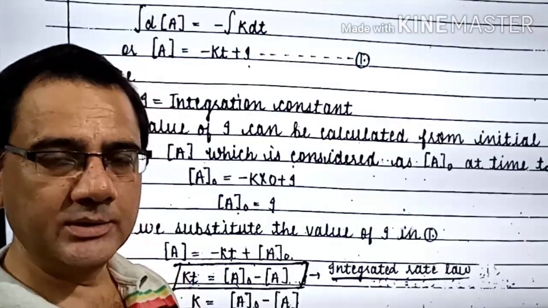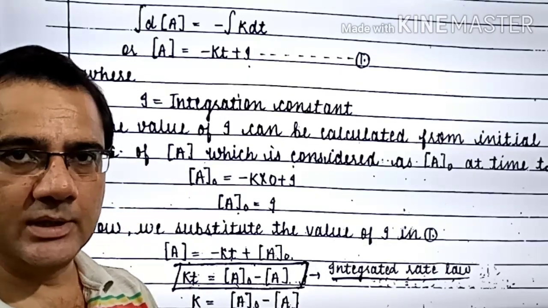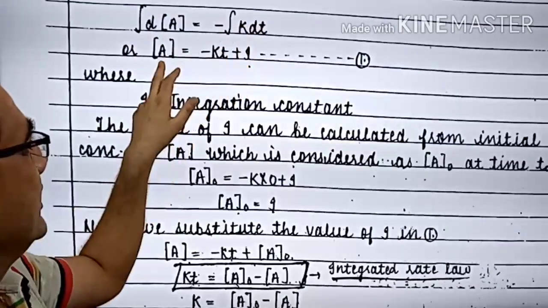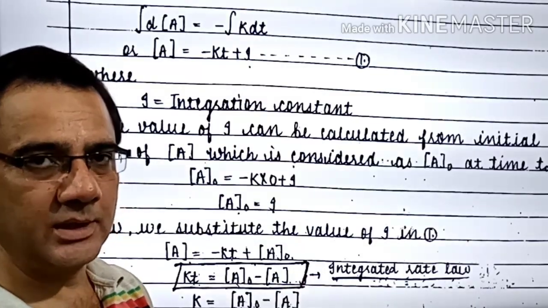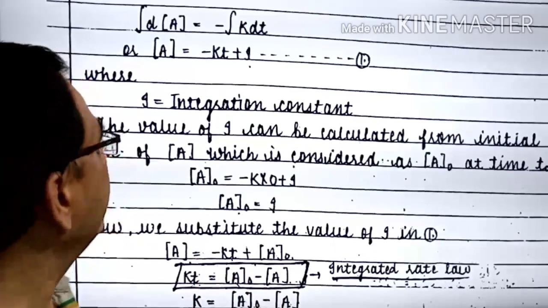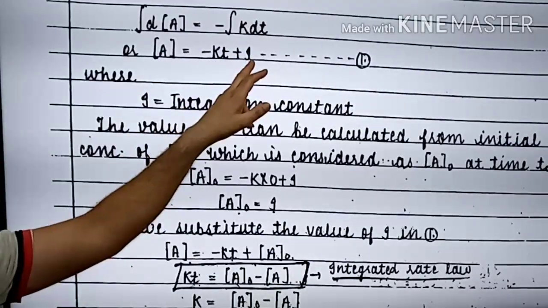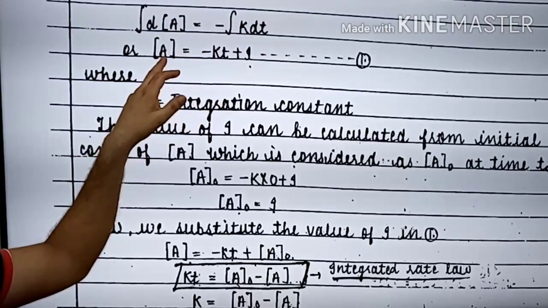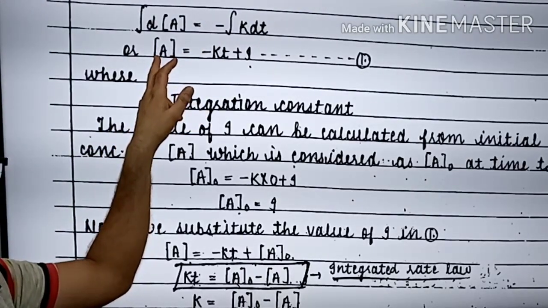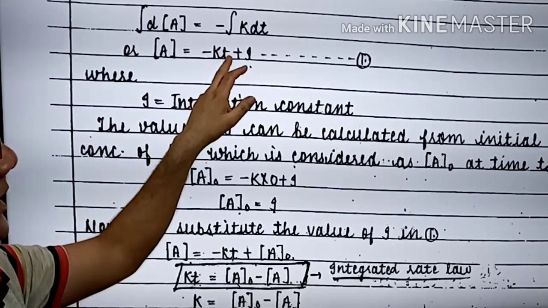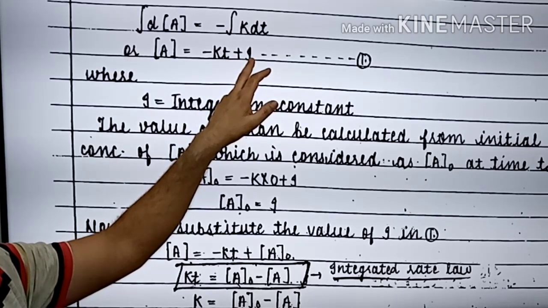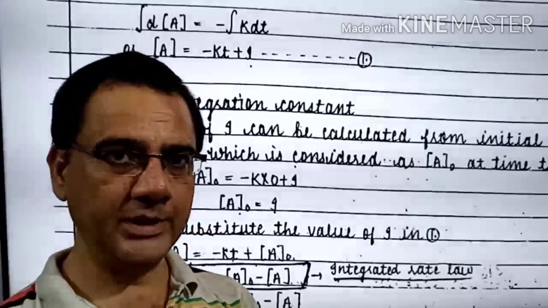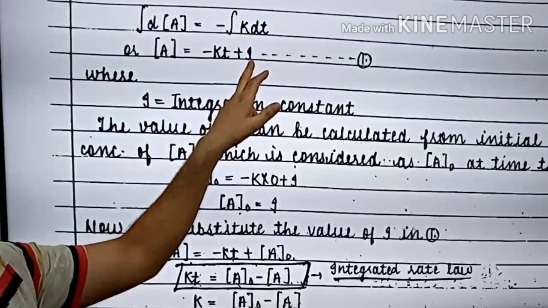Those who are math students, they can easily understand and they can calculate also at home. When we integrate this expression, then we get [A] is equal to minus kt plus I. And bio students, this step you learn by heart, it is better. So [A] is equal to minus kt plus I. After integration we get this. Here [A] is called concentration of the reactant A at time t. k is called rate constant, t is called time, and I is called integration constant. We cannot go further until we remove this I, and that is called integration constant.